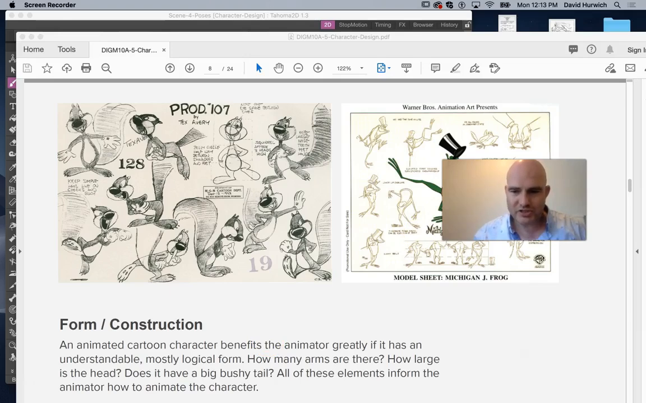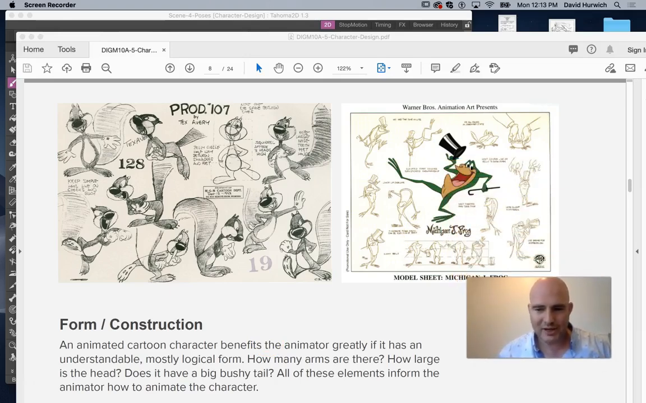Form construction is just what does the character look like? I know that sounds kind of obvious, but how many arms does the character have? Does it have a big bushy tail? These are things to think about because whatever the character has, that's eventually what you're going to have to animate. Having an octopus with 8 arms sounds great, but trying to animate 8 arms is going to be more difficult, trust me. The more features you give a character, you have to understand that that's also going to be part of what you have to animate.